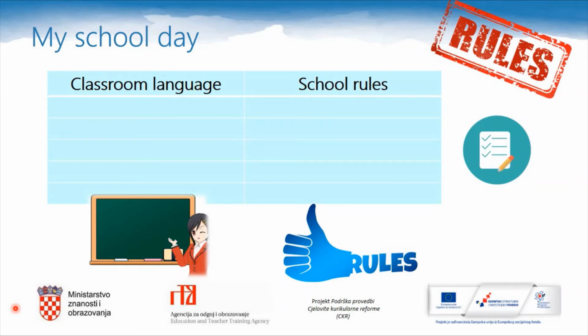Are you ready to watch a video now? The video, of course, is going to be about school rules. So please copy this chart into your notebooks. It has two columns, classroom language and school rules. While watching, please write down all the classroom language and school rules you hear. Of course, you can pause the video at any time and watch it as many times as you need in order to do the task properly.